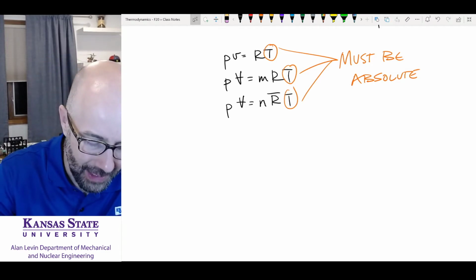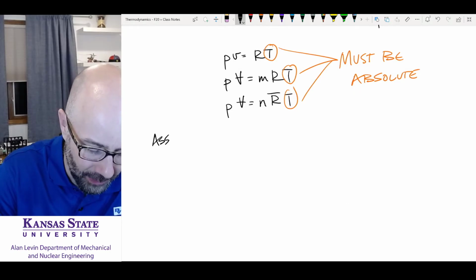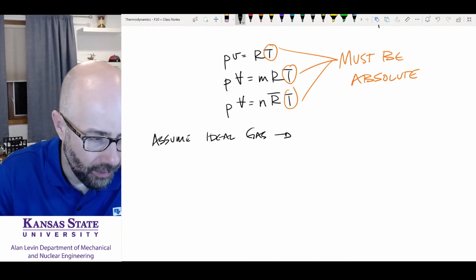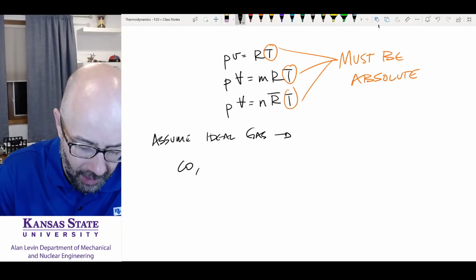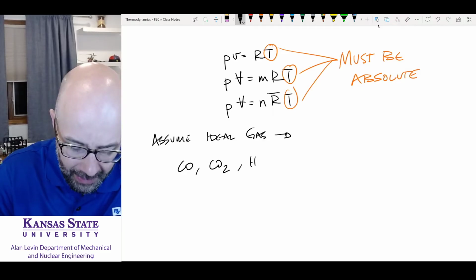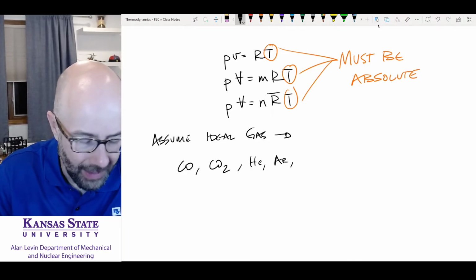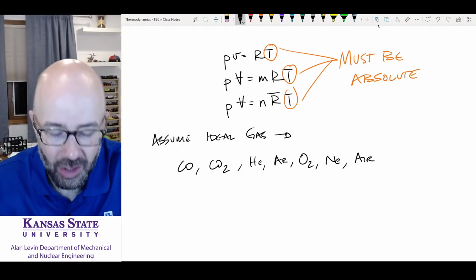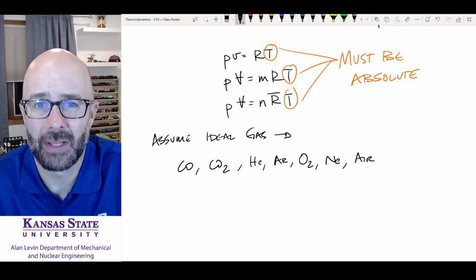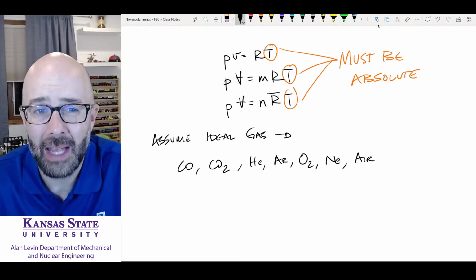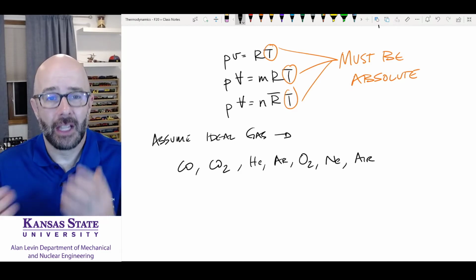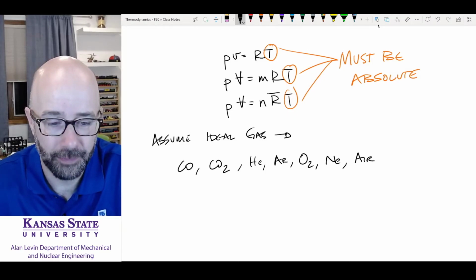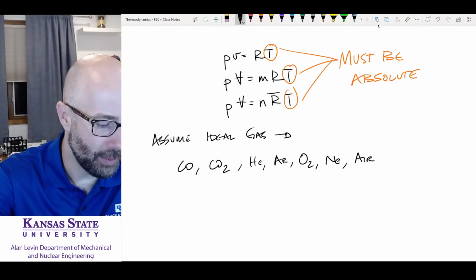Now, the next thing I'm going to say is that we will assume ideal gases for carbon monoxide, carbon dioxide, helium, argon, oxygen, neon, and air. We are going to see that these are going to be ideal coming on Monday for the rest of the semester. Now, why are they ideal? You will say, okay, because the compressibility factor, if I did the calculations, would give me a value of z is equal to 1.